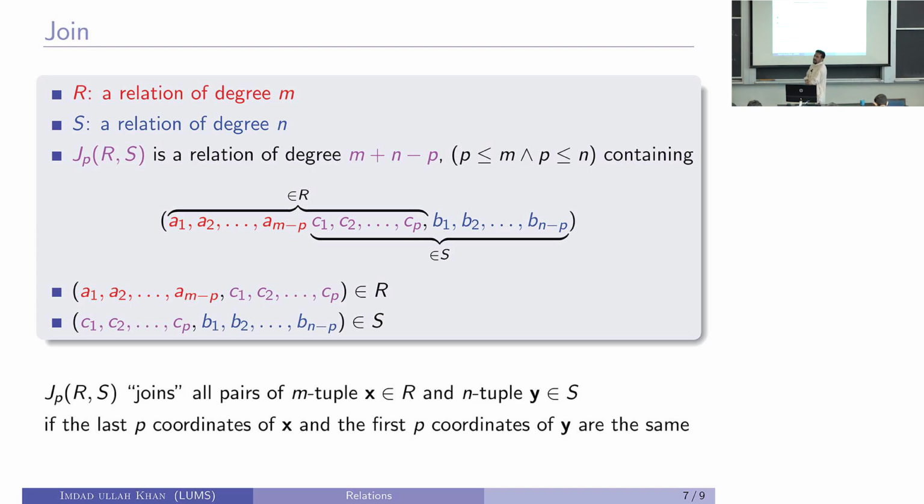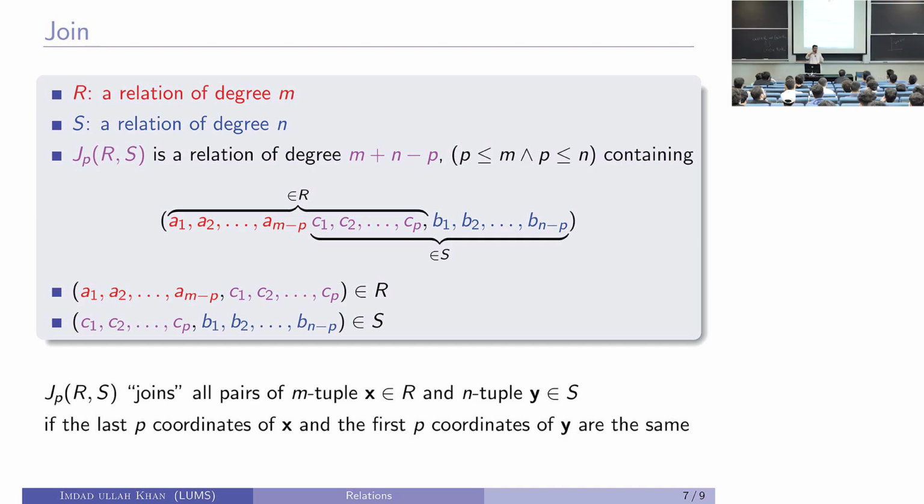Now, the join of them. So join depends on what you are joining on. That's an important thing. What are you joining on? So we are restricting ourselves to joining on a number, which is a parameter of this thing. So please pay attention to this.